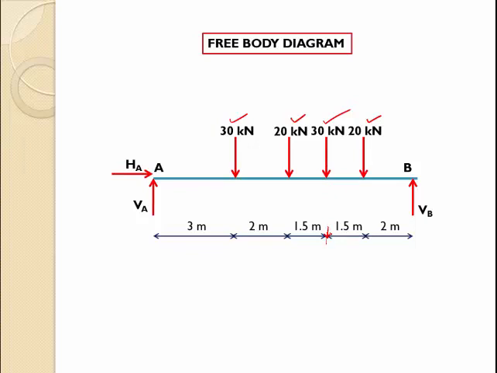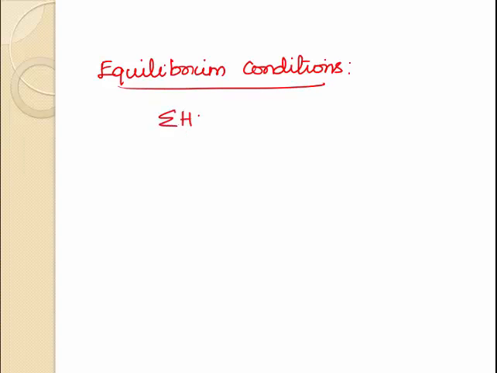So to calculate the support reactions HA, VA and VB, we can use the equilibrium conditions, because supports are provided to the beams to withstand the loading conditions by keeping the beam in the equilibrium position. The equilibrium conditions are: summation of all the horizontal forces acting on the beam should be 0, summation of all the vertical forces acting on the beam should be equal to 0, and moment of all the forces acting at any point on the beam should be equal to 0.